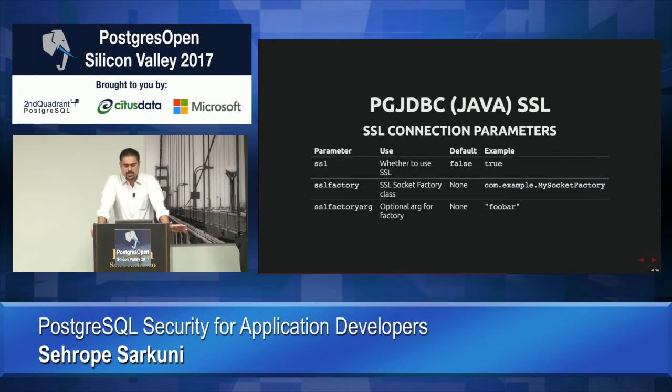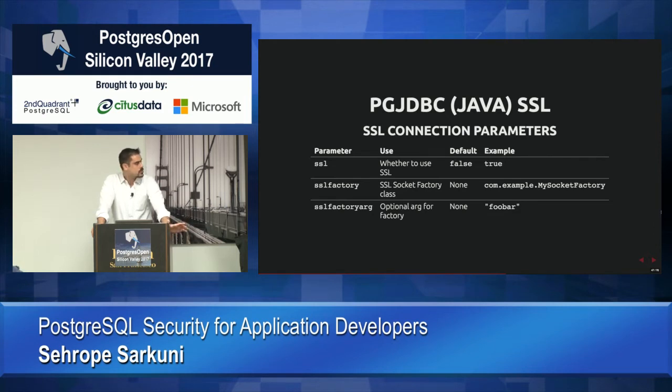So in Java, it's a little different because it's a native driver and it doesn't use libpq. And the SSL configuration in Java is done with a number of different parameters. The first one just says whether or not we should be using SSL. And the other two dictate how to actually create that connection. So in Java, there's a concept of an SSL socket factory, which says how do I create the socket that's connecting to the server that you're trying to connect to.